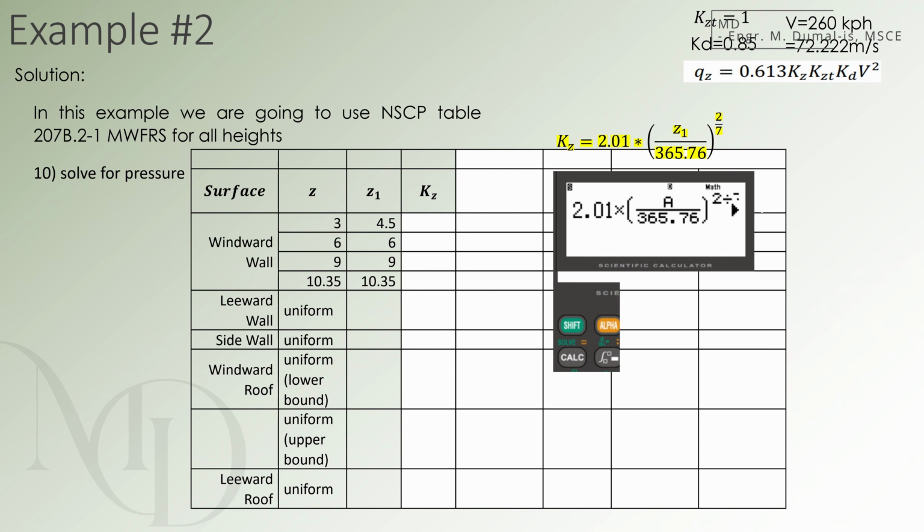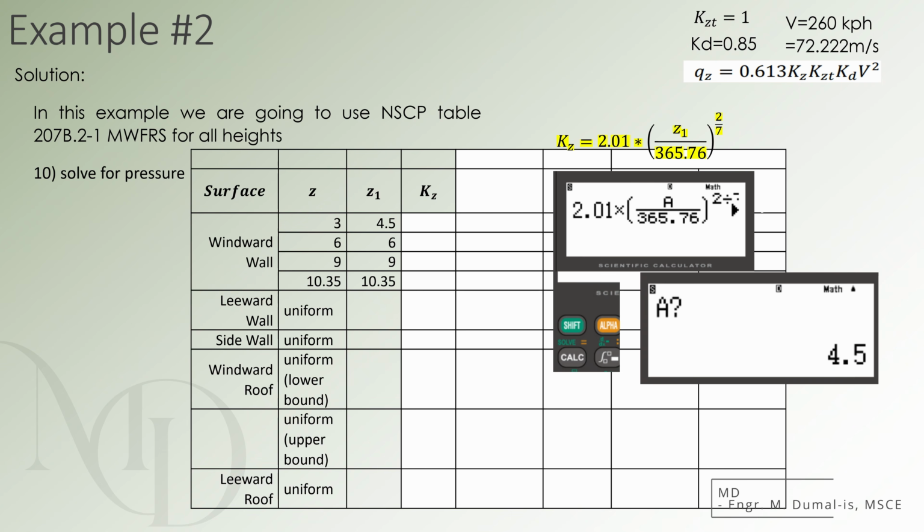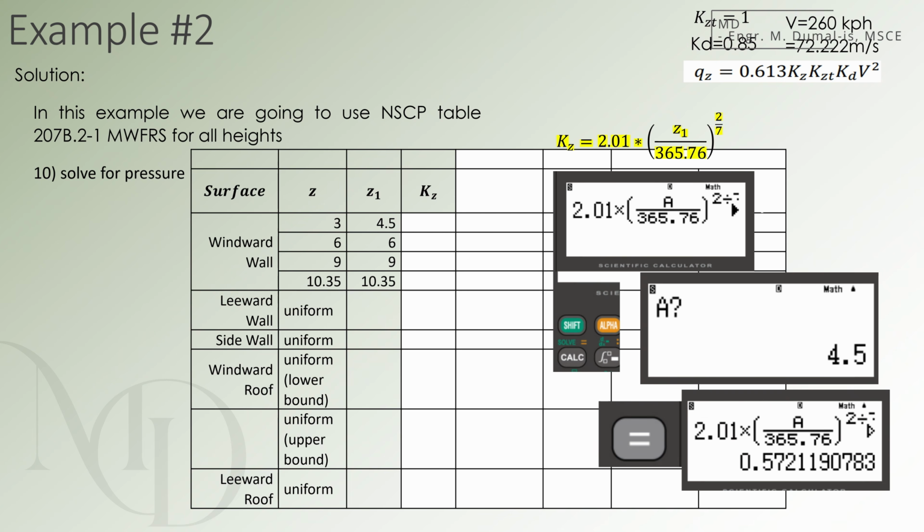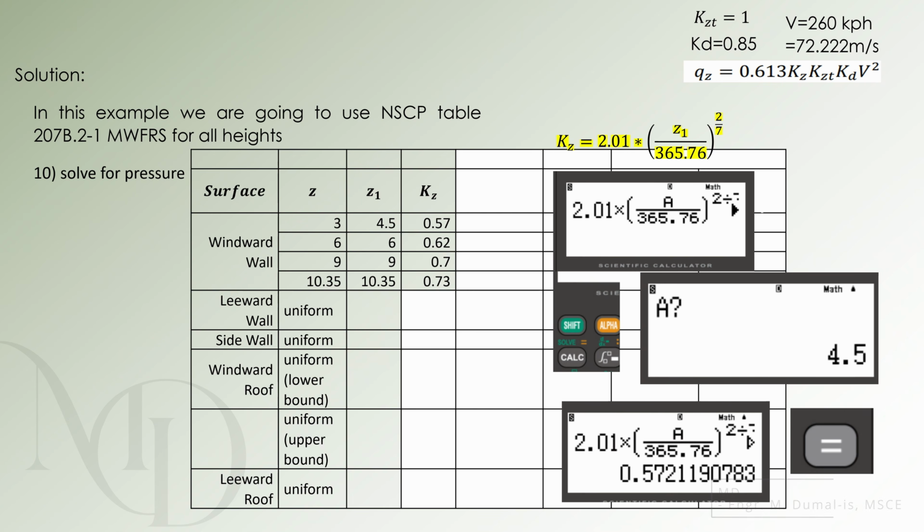After entering the formula, we press the calc button. The calculator will then prompt us for the value of a. At this point, we simply provide the value of z, one at a time, starting with 4.5 meters. Finally, we press equals, and we obtain a result of 0.572. We keep changing the value of a to obtain the different values of K sub z. We put those values in our tabulation.